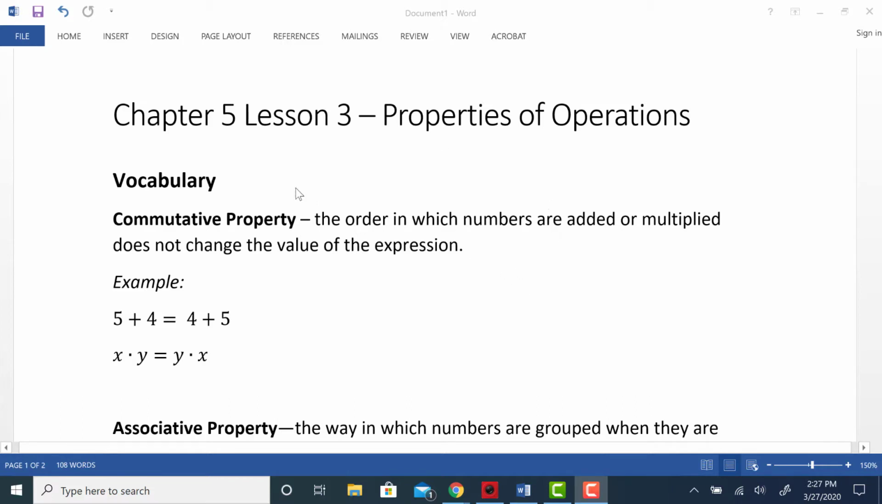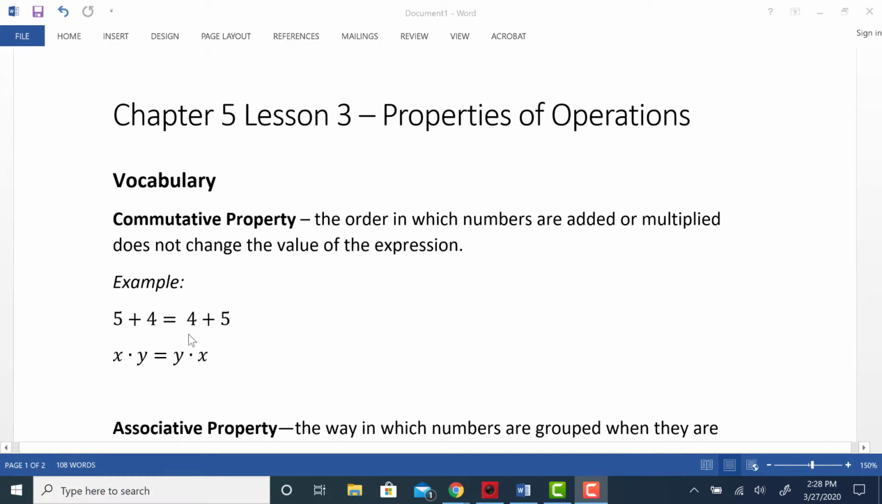Well, the first vocab term that I want to go over is commutative property. And this is something that you've learned before. This is just review. Commutative property is the order in which numbers are added or multiplied does not change the value of the expression. So if you'll look at these two expressions I've got down here, I've got 5 plus 4 equals 4 plus 5.